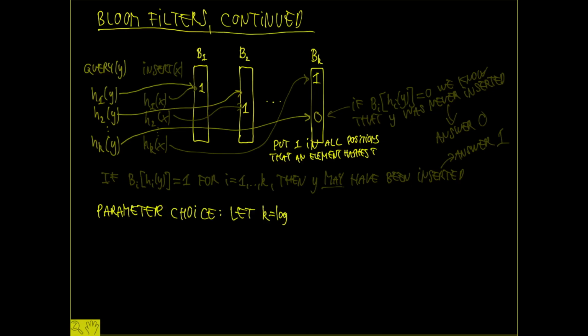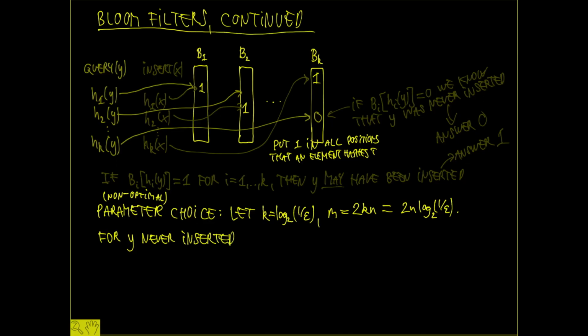So one parameter choice that works, it's not the best one, but it's close to optimal, is to let k be the logarithm base 2 of 1 over epsilon, and m be 2kn, which is 2n log 1 over epsilon.